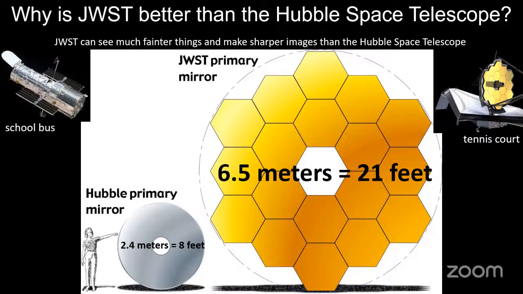It is physically larger than Hubble. So on the left, you have a picture of Hubble. Its physical size is roughly the size of a school bus. On the right-hand side, you have JWST, and including the sun shield and everything, it's roughly the size of a tennis court. So that gives you some scale of the actual physical size of these things.